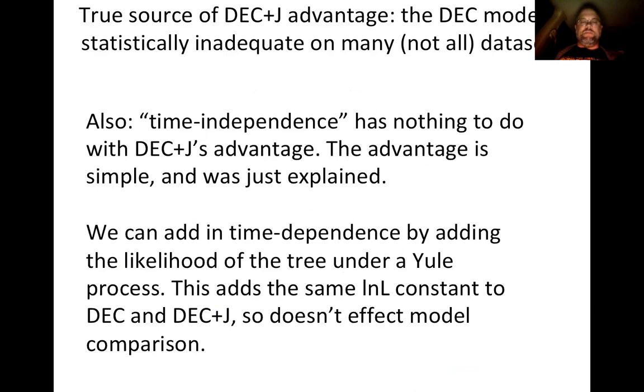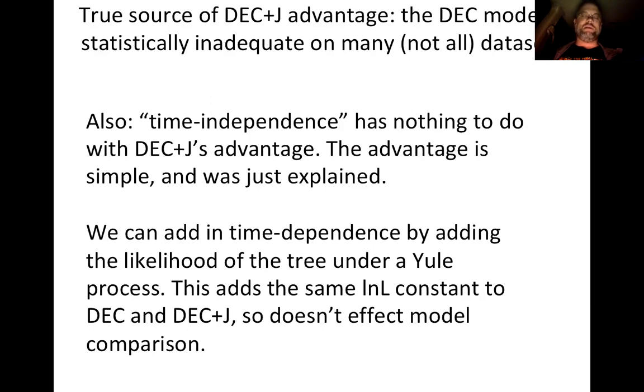All right, so this has nothing in particular to do with time independence. The critique makes a large deal out of time independence, but actually, in addition to the refutation I just showed you, we can create time dependence by just adding the likelihood of the tree under a Yule process. You wave your magic wand, add the Yule process likelihood.